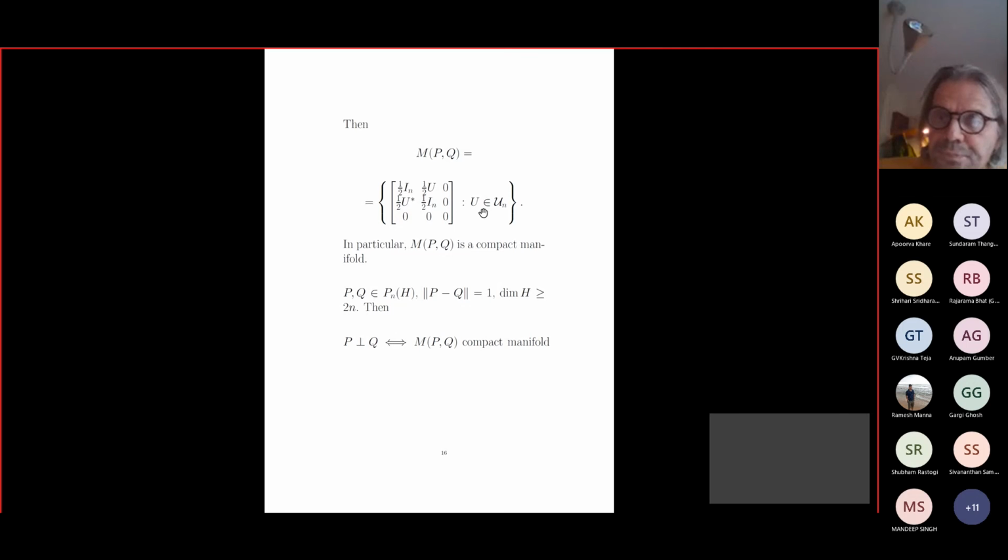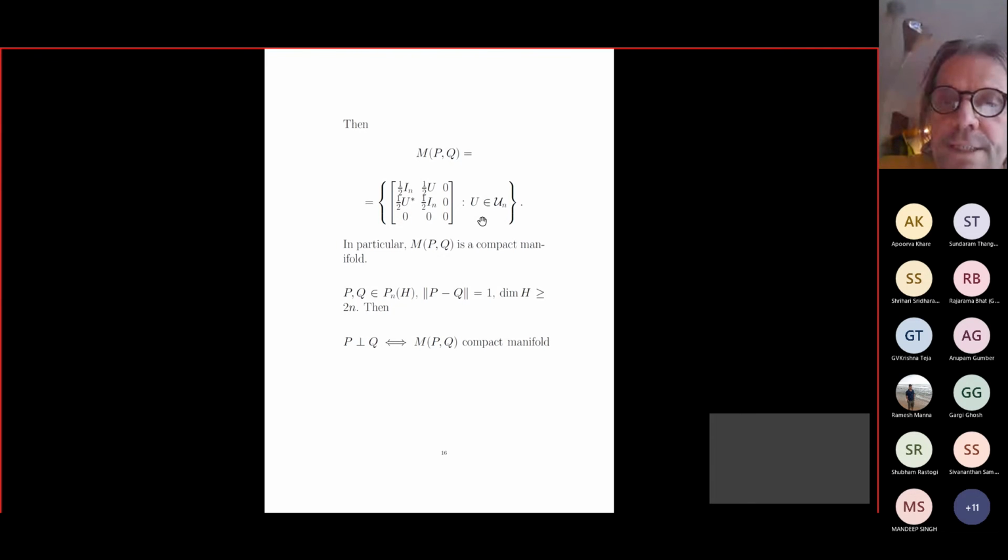Now, we know that the unitary group is a compact manifold. It has topological properties of a manifold. Of course, it's a compact manifold. I have a bijective isometry, so a compact manifold is mapped onto a compact manifold because all the distances are preserved. The topological structure is preserved.